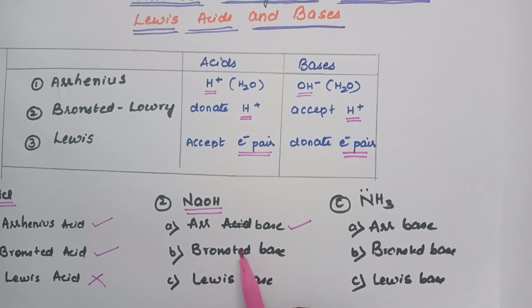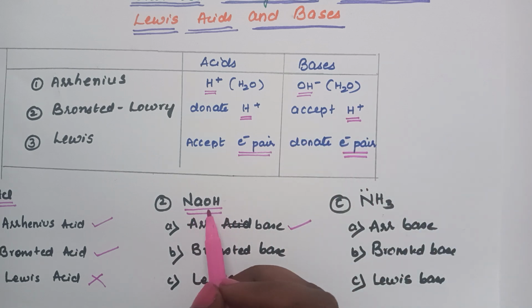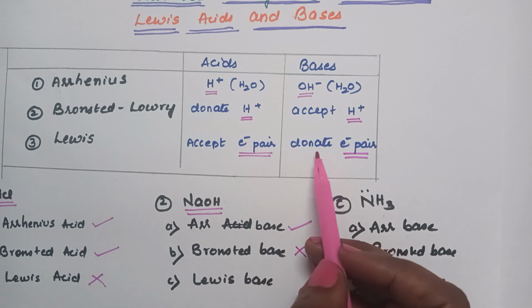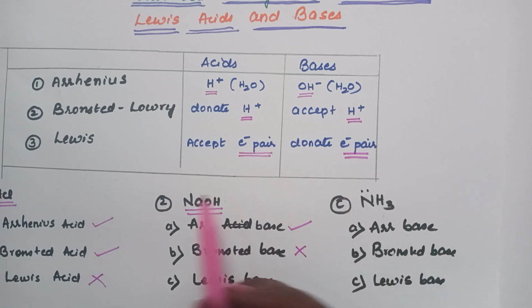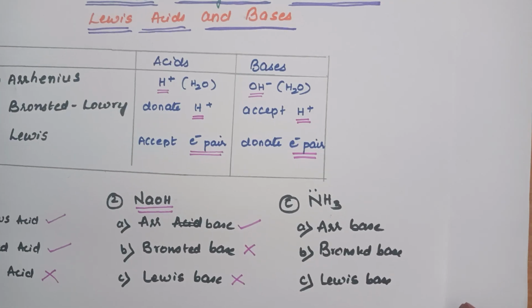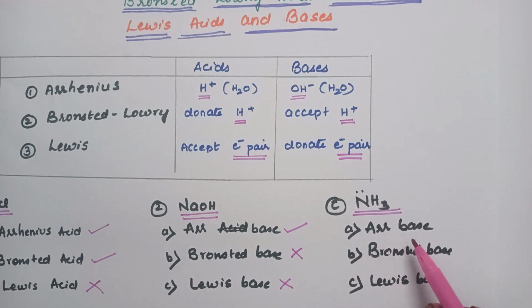Is it a Bronsted base? It should accept a proton. Does sodium hydroxide accept a proton? Sodium hydroxide will not accept a proton. Therefore the Bronsted base option is wrong. Third is Lewis base. A Lewis base should donate a pair of electrons. Sodium hydroxide will not donate a pair of electrons. Therefore this is not a Lewis base. So only the first option is correct. So we will go for the third example. The third example is ammonia. Again we have three options.